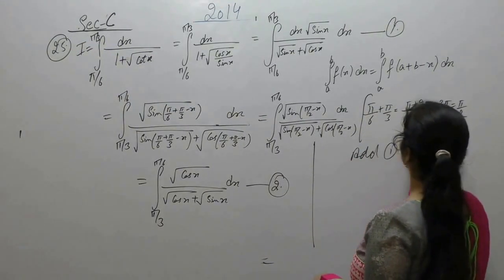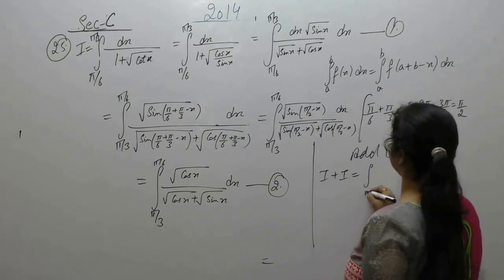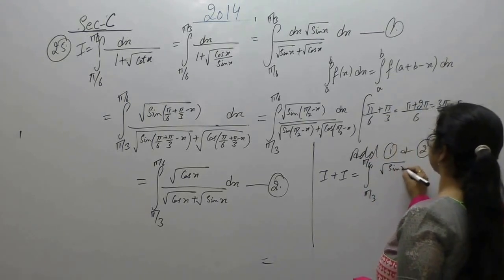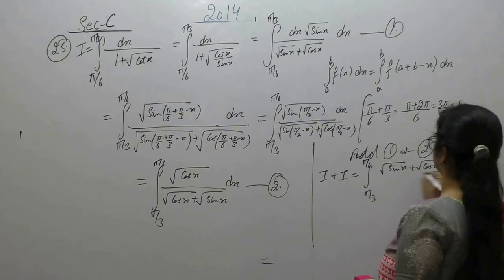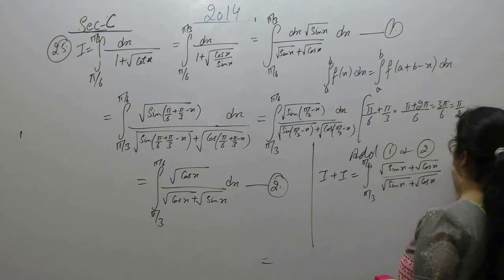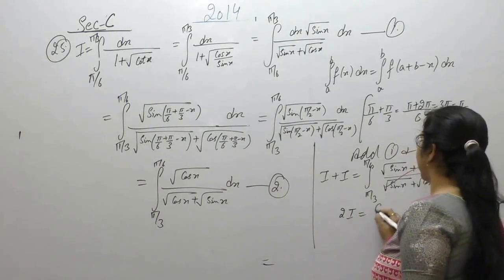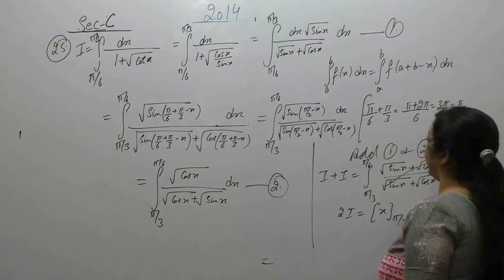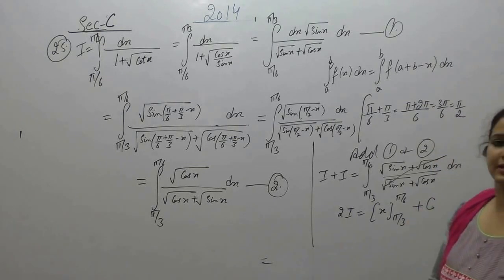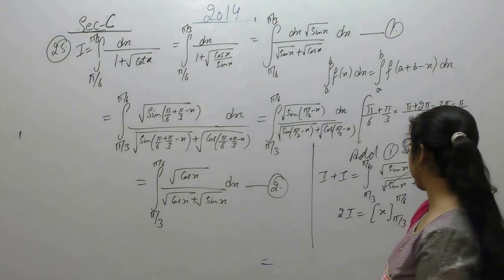Let this integral be I. Add 1 and 2. I plus I is equal to: denominator is the same, limits are the same, so we are adding these numerators. Square root of sine x plus square root of cos x upon square root of sine x plus square root of cos x, dx. It will get cancelled. 2I, integral of 1 is x, limit goes from pi by 6 to pi by 3, plus constant of integration, but it is a definite integral, so we will not add the constant of integration here.